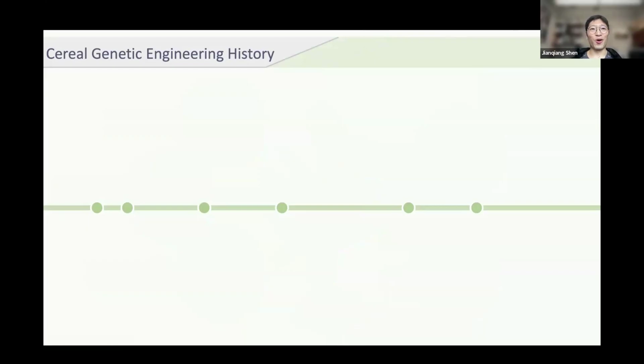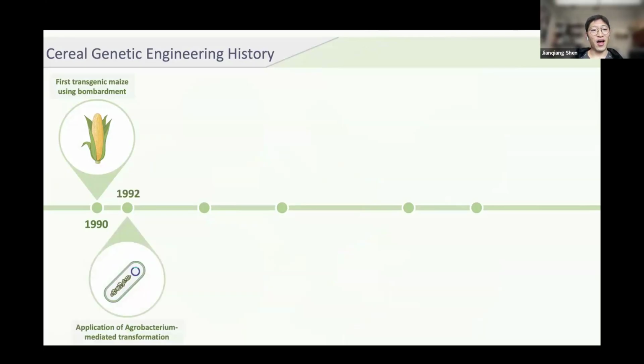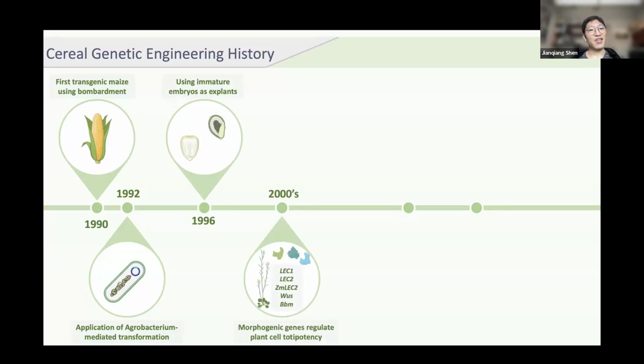Let's walk through the whole picture of cereal genetic engineering. About 35 years ago, Peggy and her colleagues developed the first maize transformation using bombardment. Then 2 years later, Mary Dale Chilton developed the agrobacteria-mediated transformation, also in the last century. Then the people working on cereal transformation found that the embryo might be a great explant for transformation. But since then, there was no big progress in the transformation area until about 2000.